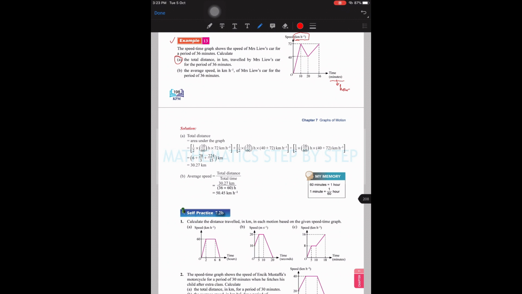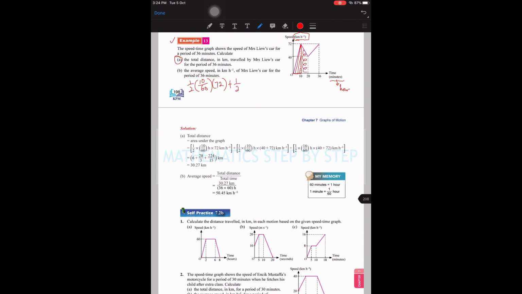Now what we are going to do is we'll find the area under the graph. So now we will break into a few shapes first. The first is this triangle. So half times base times height. Base is 10 over 60. We must convert it to hours first, then height is 72. Plus here we can see it is a trapezium.